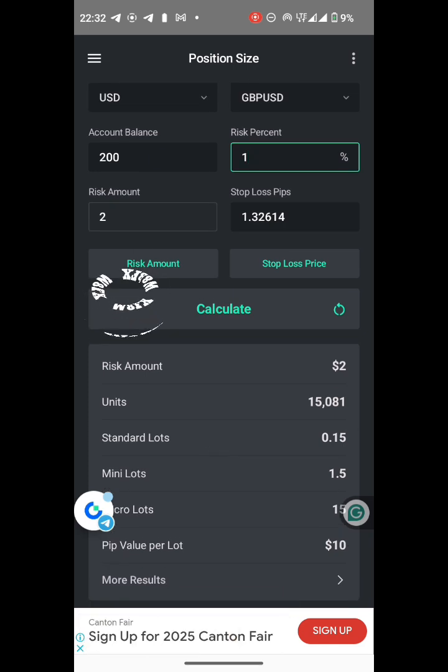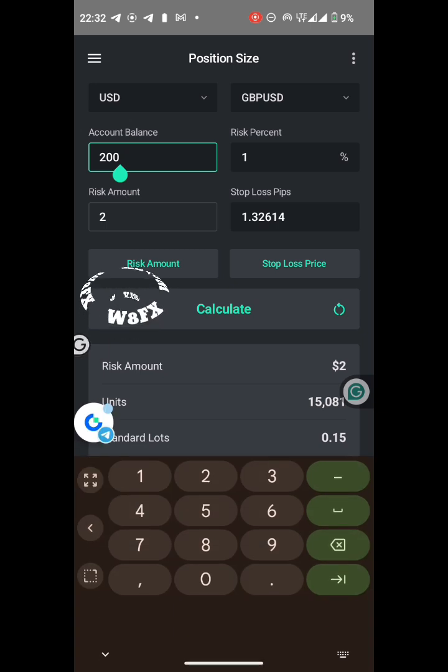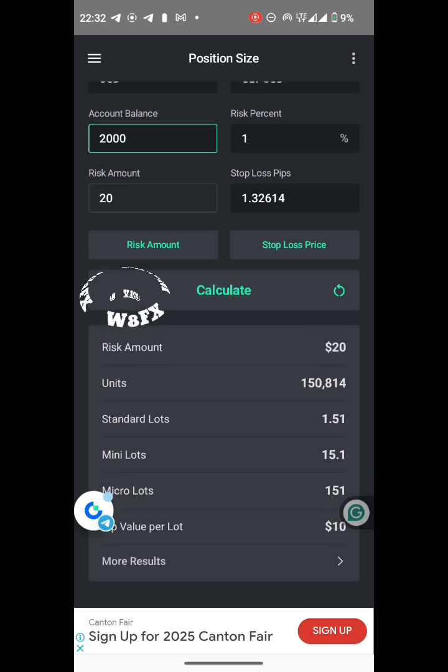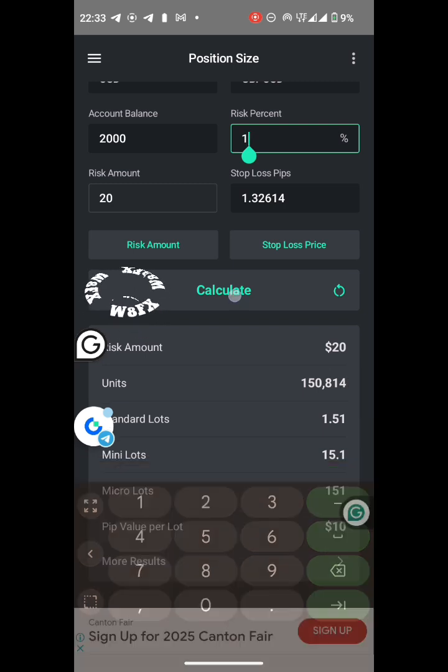So now let's say we have more than 200 USD. Let's say we have 2k USD. Let me click on calculate. So it's telling us that now we have the capacity to risk 20 USD per trade, and we are still risking the same 1%.